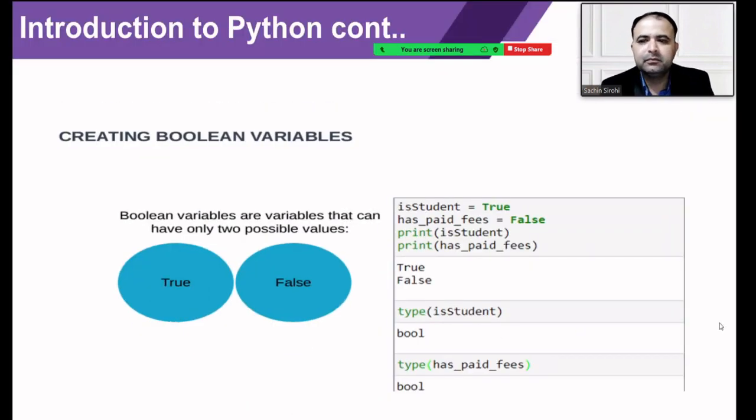Now, creating boolean variable. We know very well boolean variables are variables that can have only two possible values, like True and False. Similarly, is student True, has paid fees False. So is student is True, and paid fees is False, that means no. You can also check the type of this one, like is student and the fees, something like that.